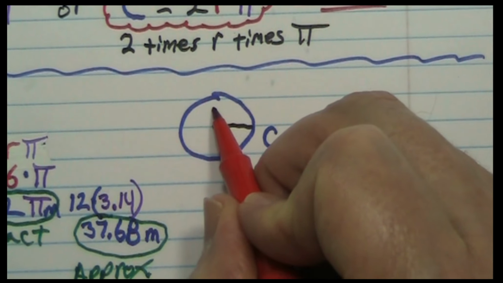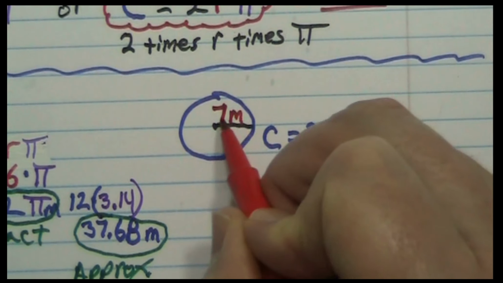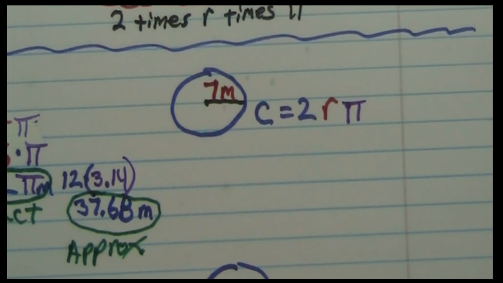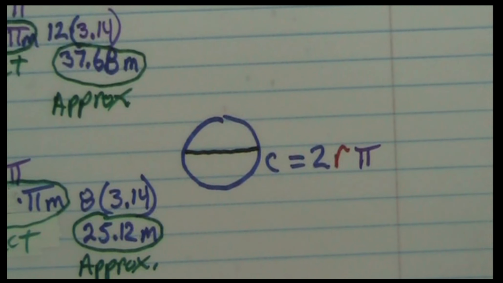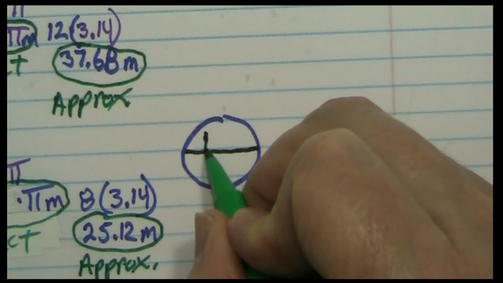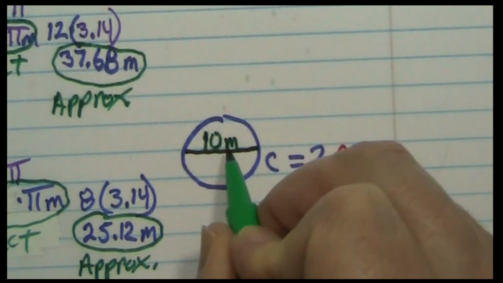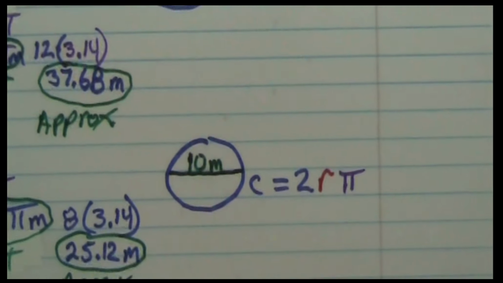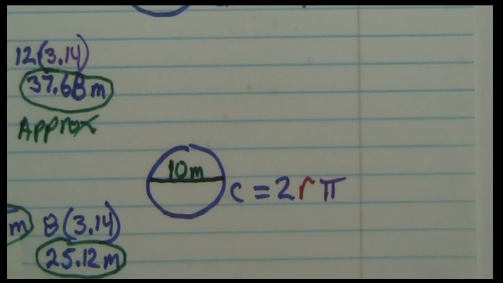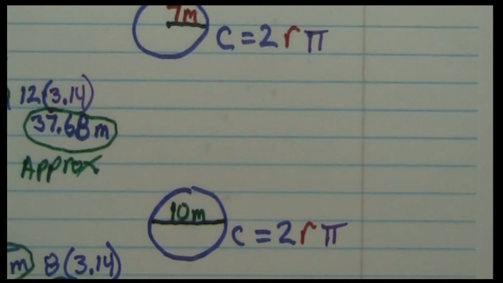This one right here will be 7 meters, this radius. And then down below, we'll put in a diameter of 10 meters. That's the diameter all the way across. All right, so now would you go ahead and calculate the exact and the approximate.